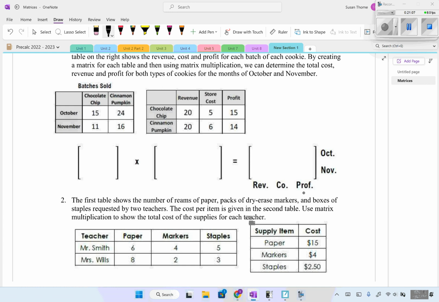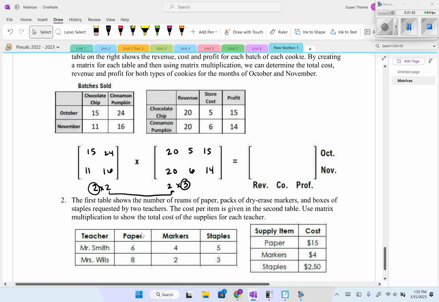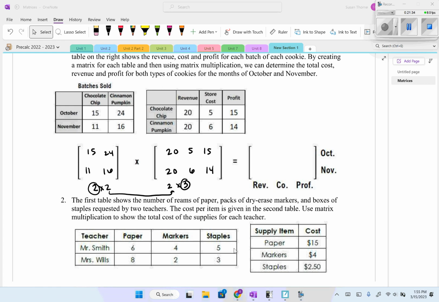So here the matrix would be 2 by 2. So we have 15, 24, 11, and 16. And over here we have 25, 15, 26, and 14. So again, this is a 2 by 2 matrix, and this is a 2 by 3. So we know we can multiply these, and the product matrix is going to be a 2 by 3. So we're going to go ahead and put this into our calculator.